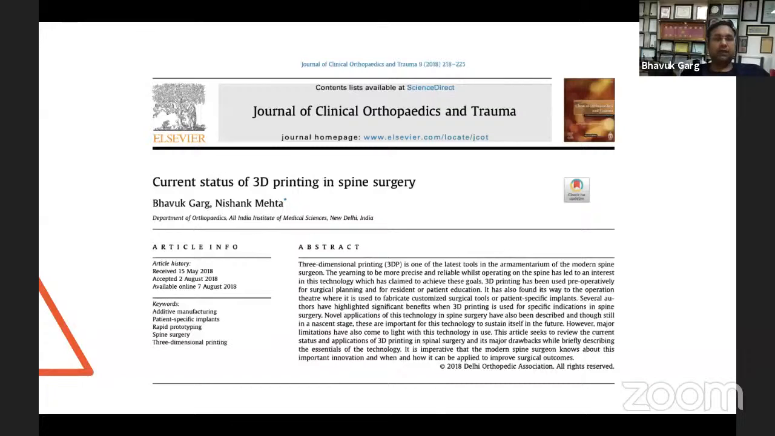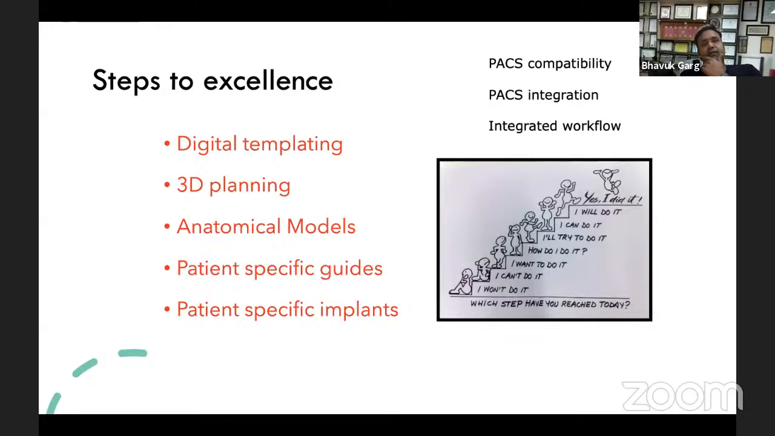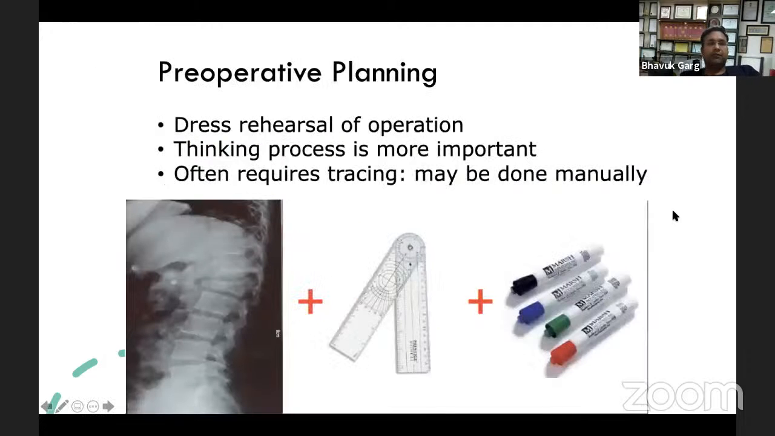One of my favorite topics is 3D printed spine surgery. We know that 3D printing is an upcoming technology in the field of spine. If you look at the steps to excellence in 3D printing, there are actually 7. We start with templating, then go to 3D planning, then we use the anatomical models, and then we can use patient specific guides and then patient specific implants. And if we can integrate them with our PACS system, then it becomes an integrated workflow in your system. Preoperative planning, as orthopedic surgeons we know, is like the dress rehearsal of the operation. And we used to do tracing manually in our residency days.